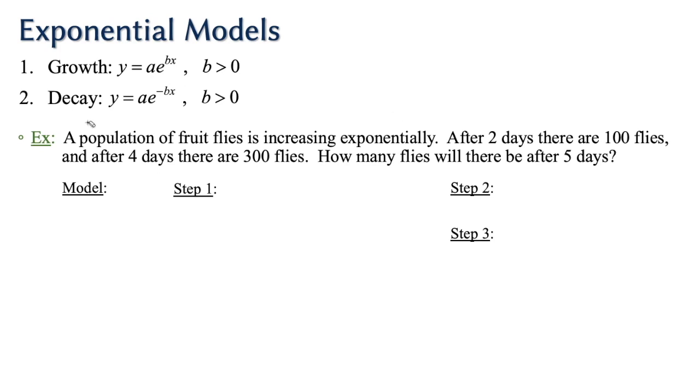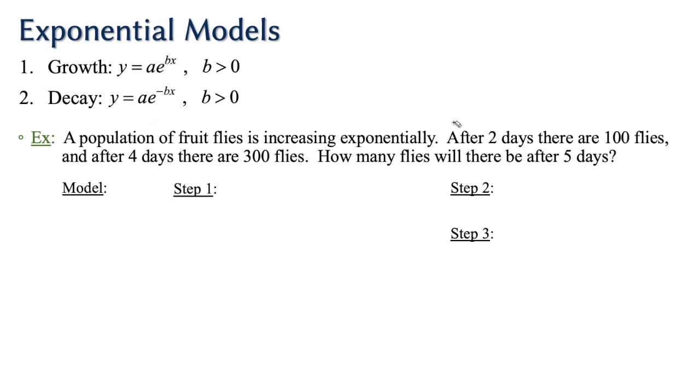So in our first example, we have a population of fruit flies that's increasing exponentially. So that tells us it's going to look like one of these two models. Obviously, if our b is positive, it's growth. If our b is negative, that's going to be decay, because with the negative exponent, that's going to make numbers less than 1 that we're multiplying by.